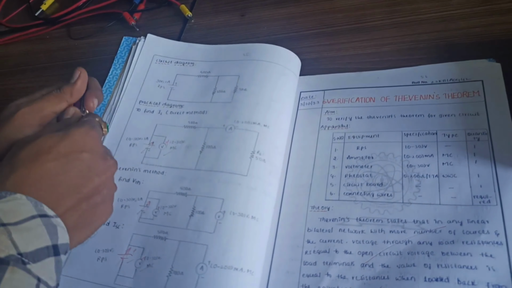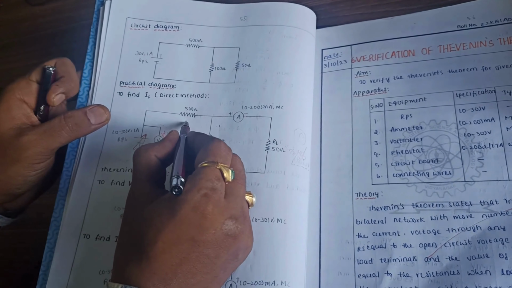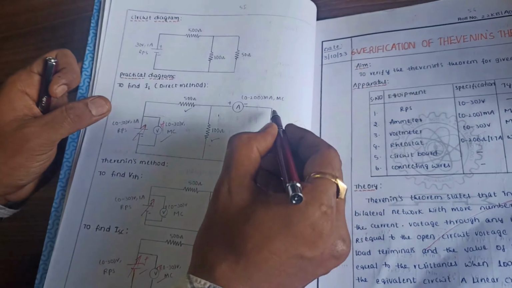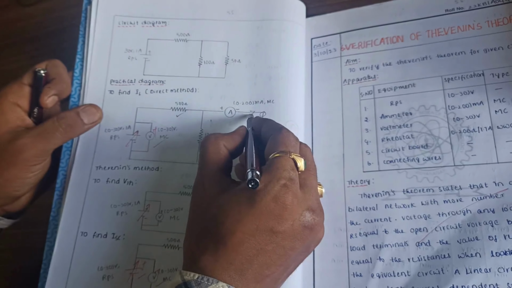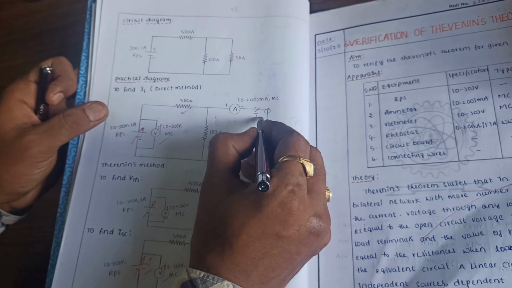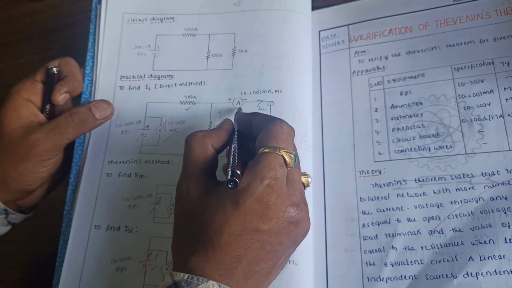Here you can see the given network has a 500 ohm resistor, a 100 ohm resistor, and this is the load resistance where we need to find the current, which is IL. In order to measure this current, we are directly connecting an ammeter in this branch.